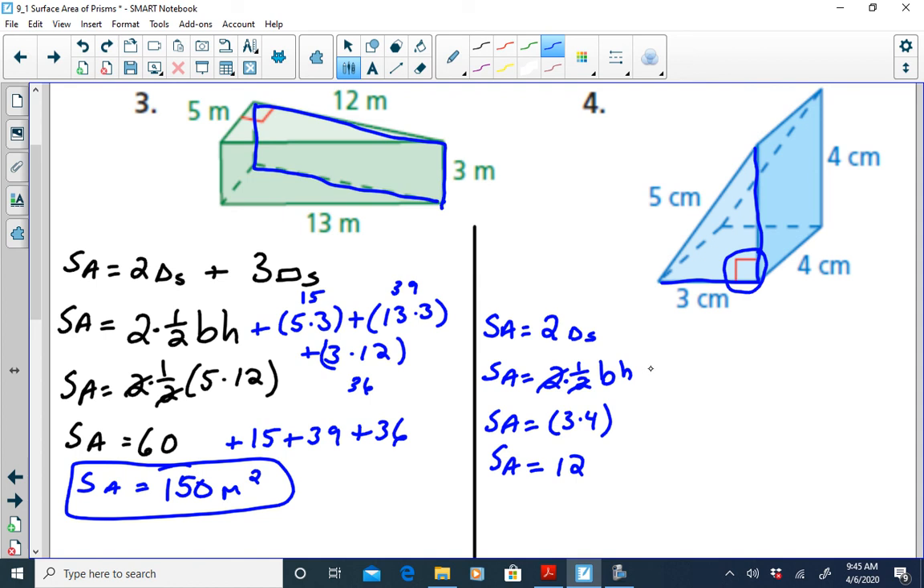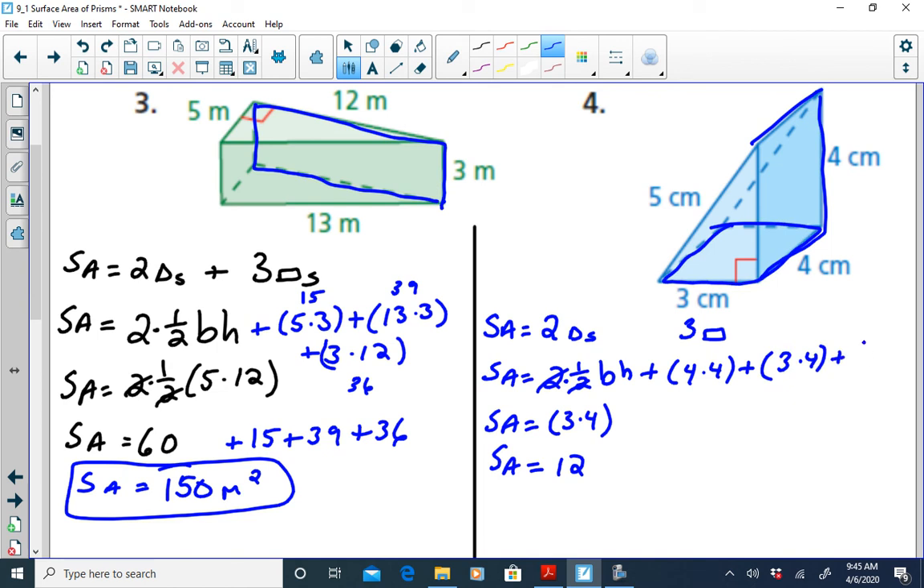Plus, we need the area of 3 rectangles. So my 3 rectangles are the following. Okay, let's erase this. My 3 rectangles would be the following. Well, I have one rectangle here. So that looks like that's 4 by 4. Plus, what's my other rectangle? Down here, that's 3 by 4.